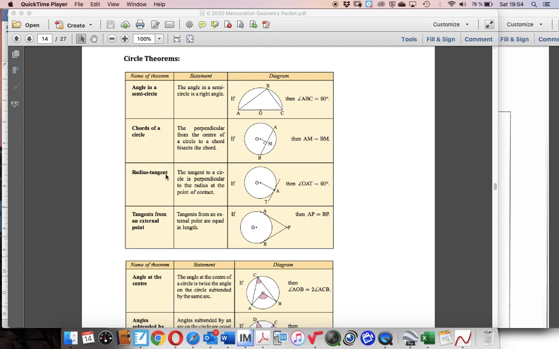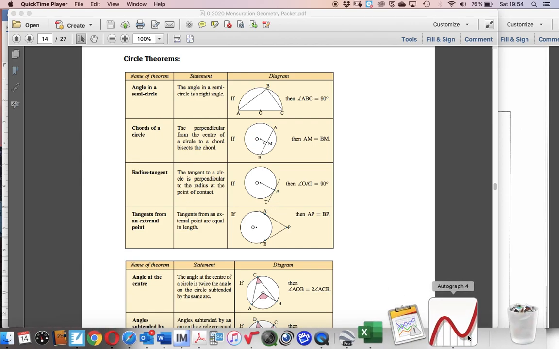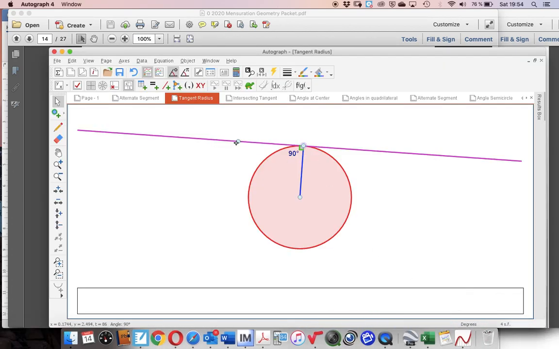Okay, so our next property is called the radius tangent property, and it's very important for you to understand the meaning of the word tangent. A tangent is a line that touches the circle or a curve at exactly one point. So let's take a look at what this radius tangent property is. Well, look what happens. So this is our tangent. Can you see it doesn't cross the circle, but it just slightly grazes it, just touches it.